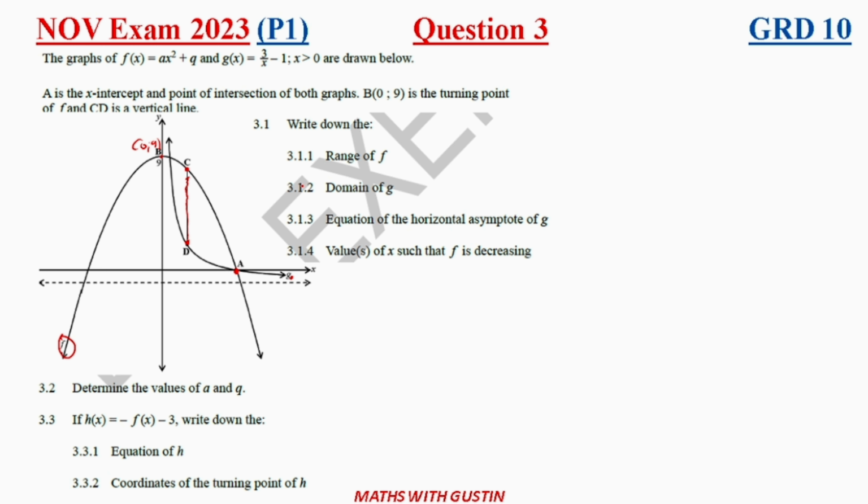Let's go ahead and start with 3.1. 3.1 says write down the following. 3.1.1 says the range of f. Range of f, in this case we are referring to the y values.